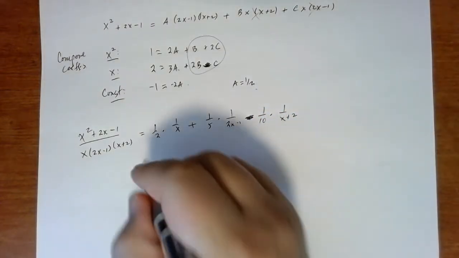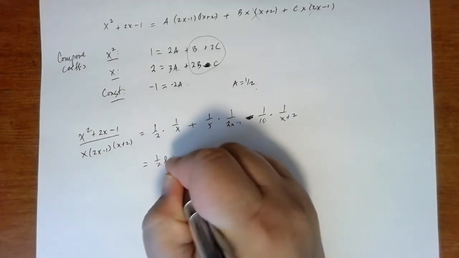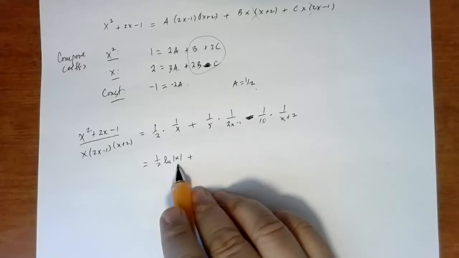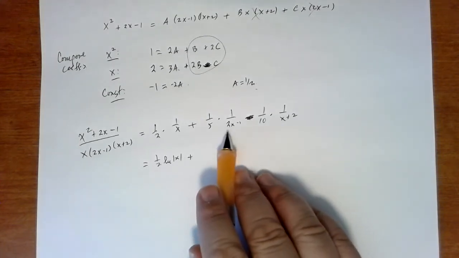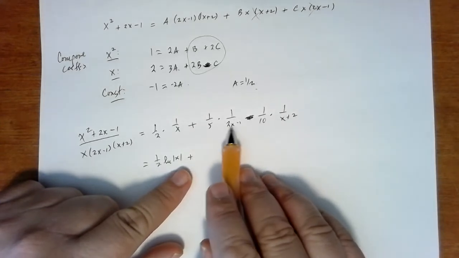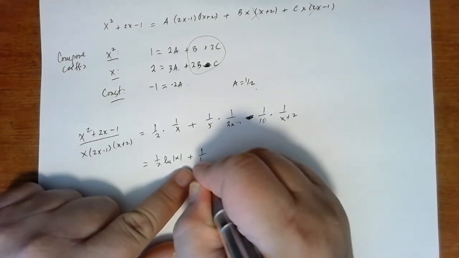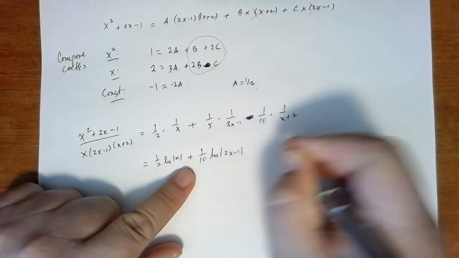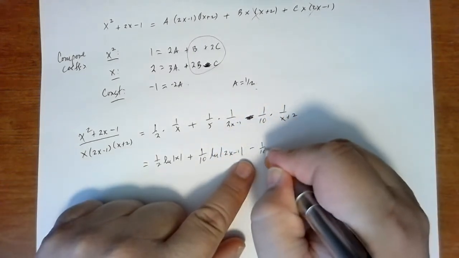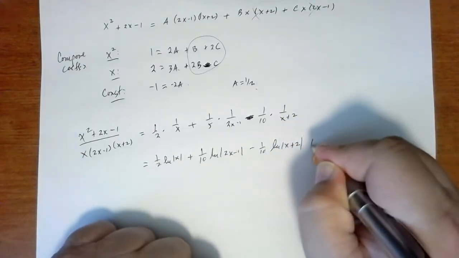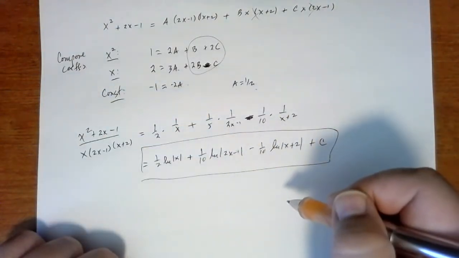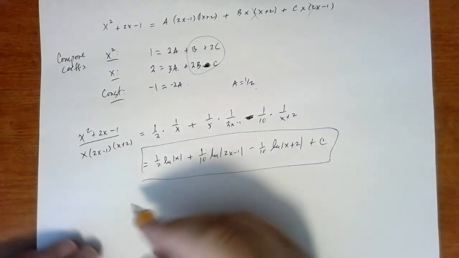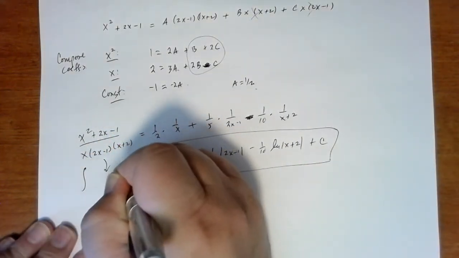Good. And now we can integrate these directly, right? 1/2 natural log of x. I like to use the absolute values there until I know if x is going to be positive or negative. Okay, this one is just slightly tricky. You have to be careful because it's not just the natural log of 2x minus 1. You have to have a 1/2. So you're going to end up with a 1/10 times the natural log of 2x minus 1. It's not that tricky. Minus 1/10 times the natural log of x plus 2. Good. Plus c. Good. And there you go. We've integrated. Okay, I should say maybe the integral of this thing dx is equal to that.